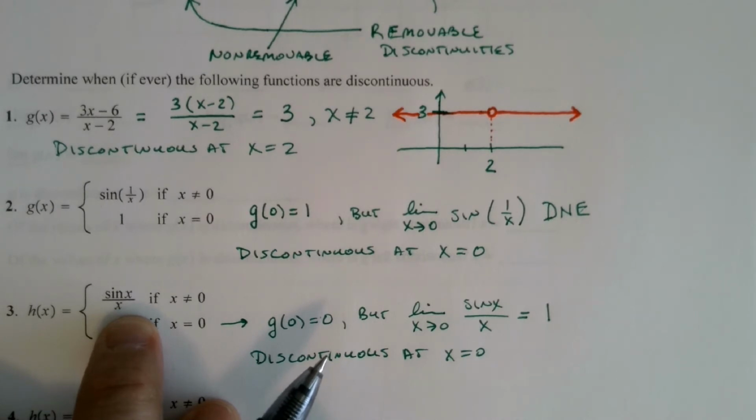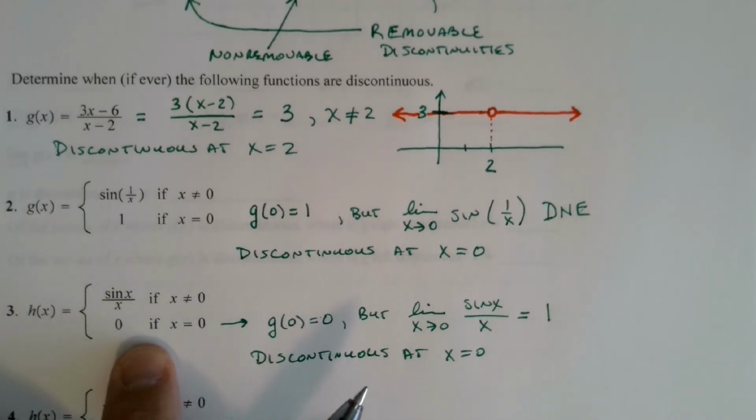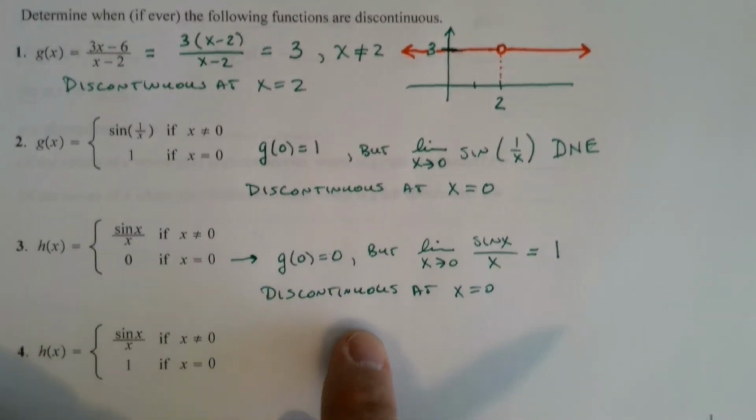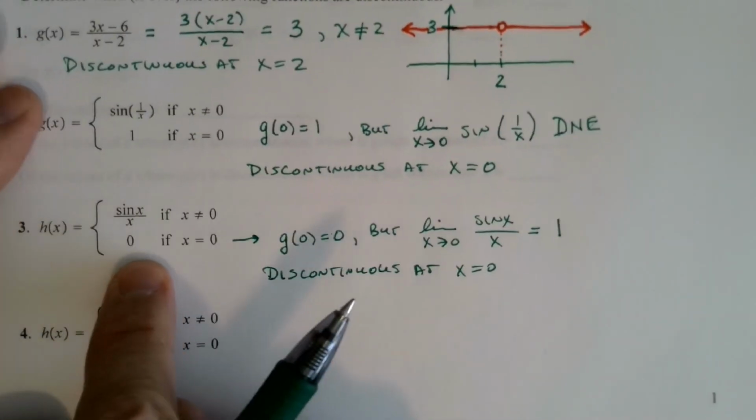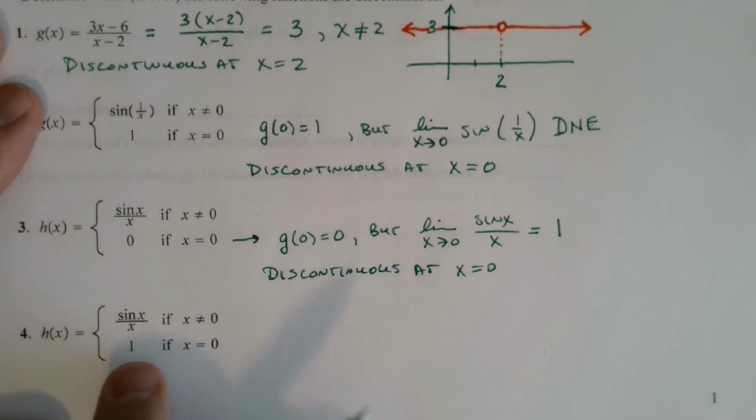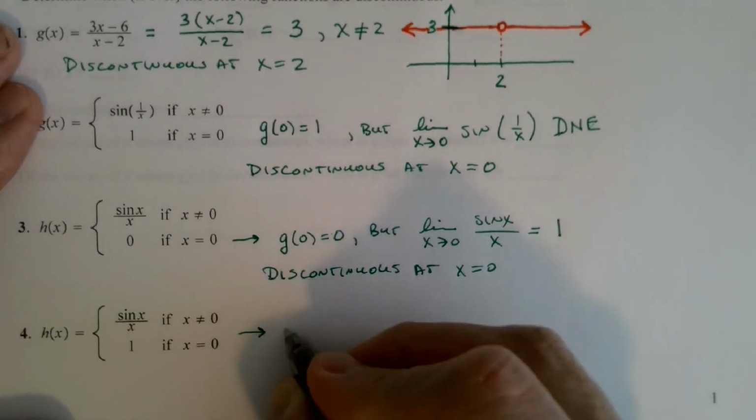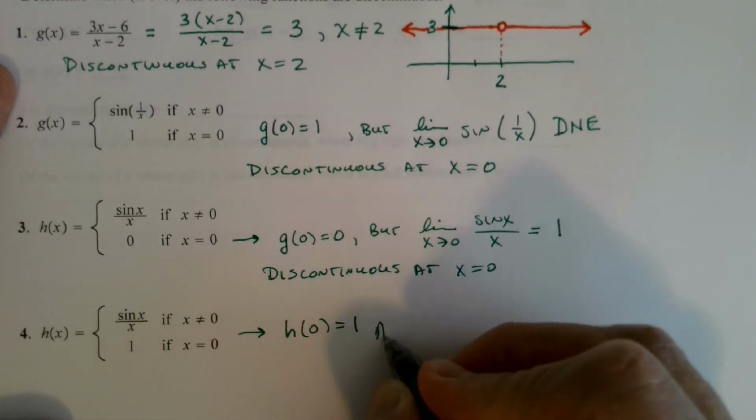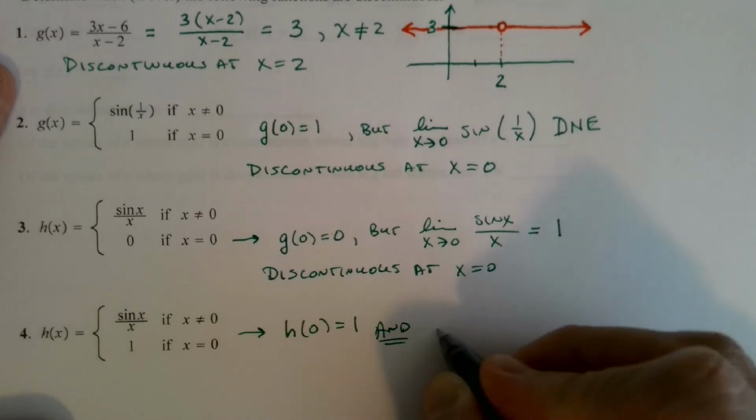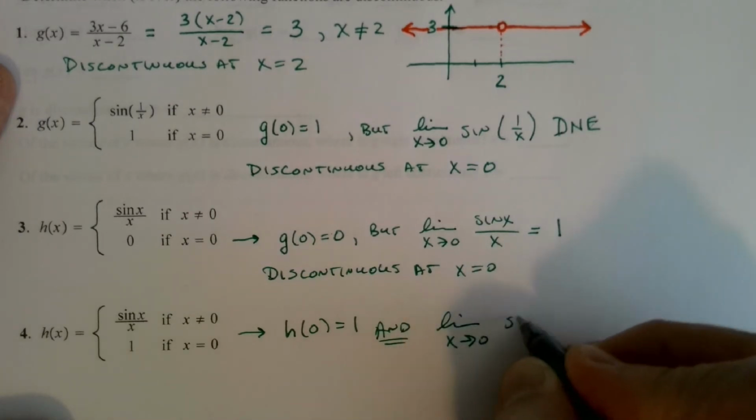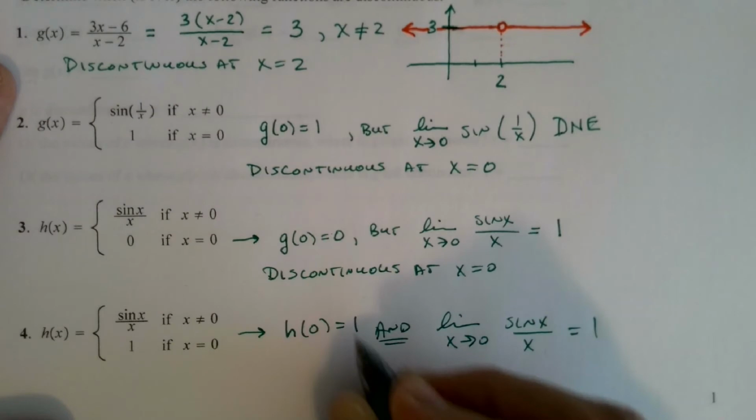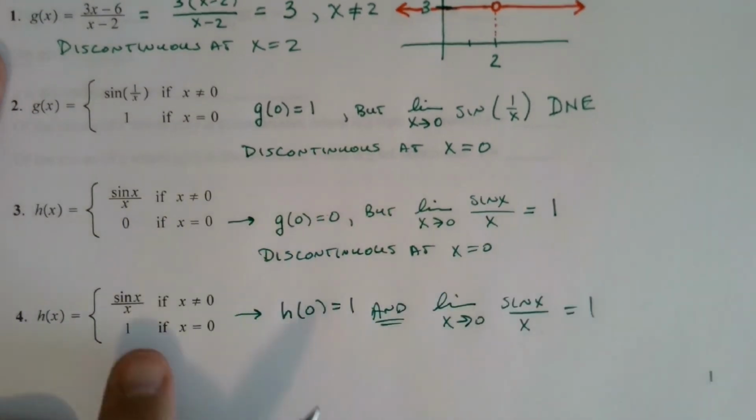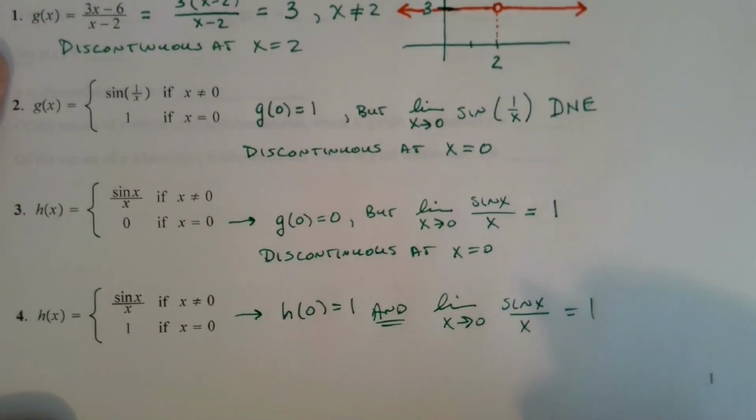And if you think about those functions, there's no holes or gaps in any of those. It's going to be continuous everywhere else. Now, I could make h of x continuous everywhere by changing the output at 0 from 0 to what? To 1. So now h of 0 is defined to be 1, and the limit as x approaches 0 of sine x over x is 1. These both are equal, and so at 0 we are now continuous.